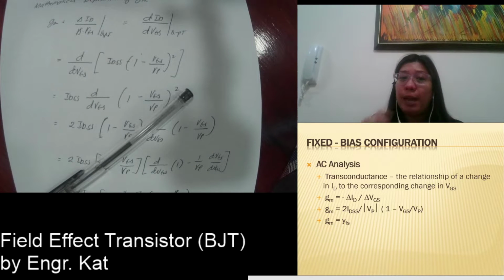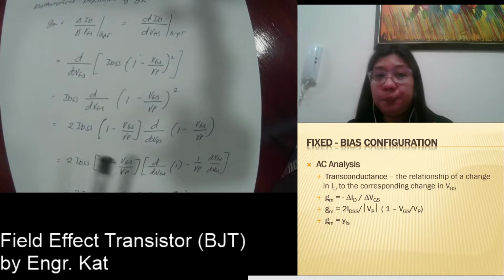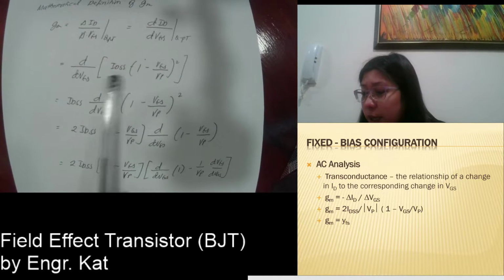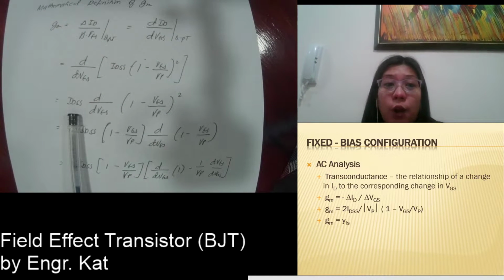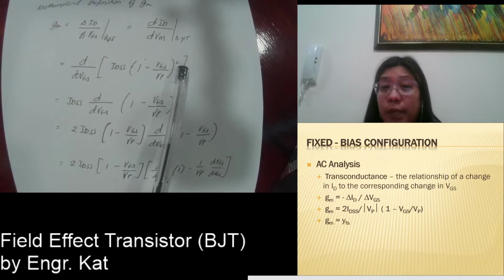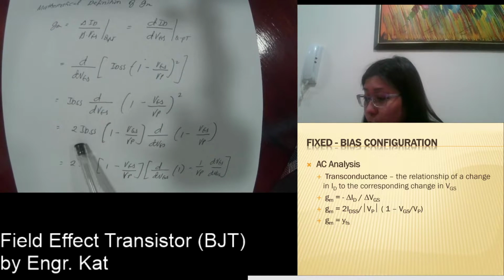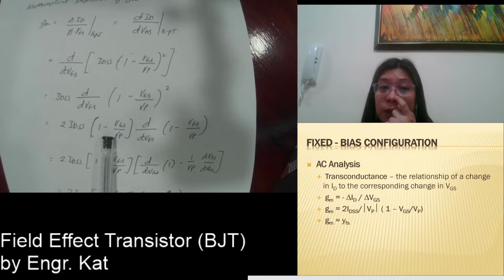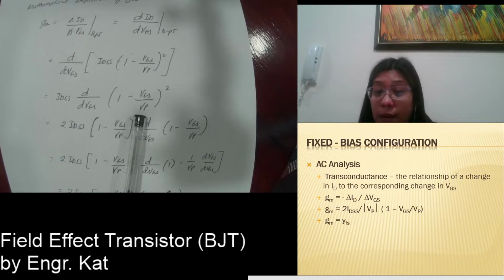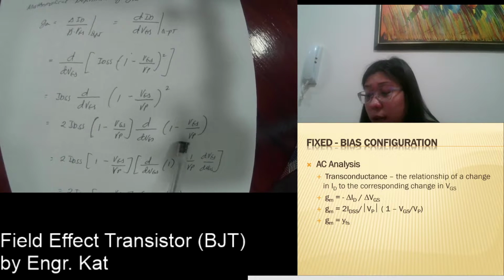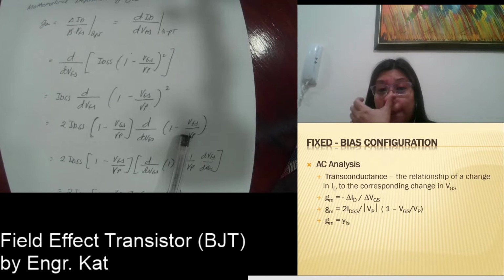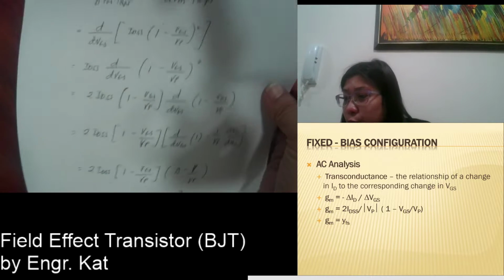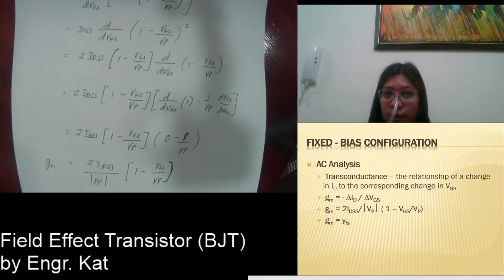Sorry. So applying your differential calculus, IDSS being a constant, we can place it here. This is an exponent, so you will be placing your 2 here, right? So 2 IDSS and then 1 minus VGS over VP, this is raised to 1. Then the derivative of 1 minus VGS all over VP. Simplifying further, you already know this from your calculus, okay?